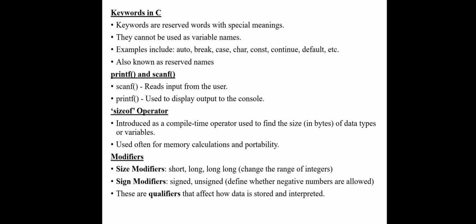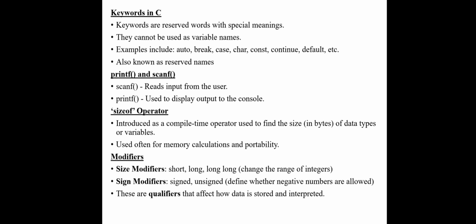Keywords in C. In the C programming language, keywords are reserved words that have special meanings and purposes defined by the compiler. They are part of the syntax of the language and cannot be used as variable names, function names, or identifiers. Each keyword performs a specific function and the compiler recognizes them automatically during program execution.